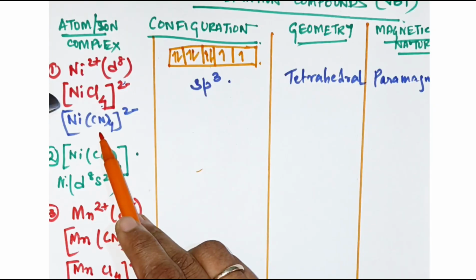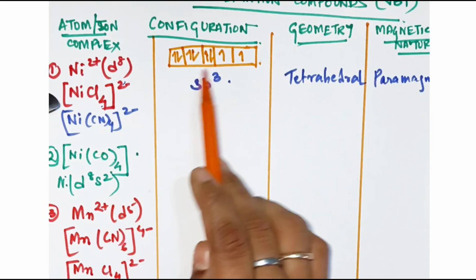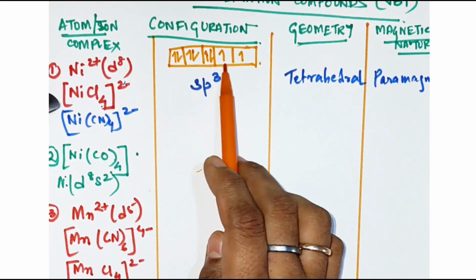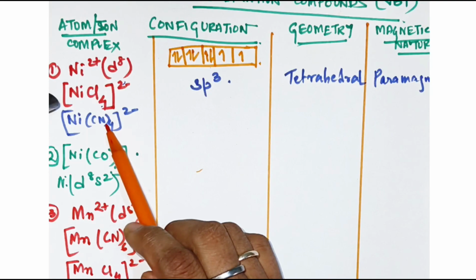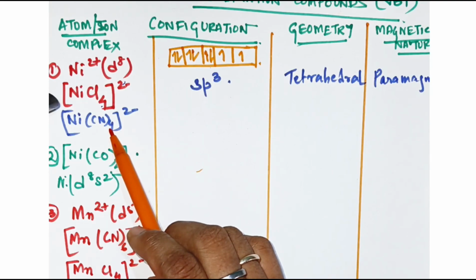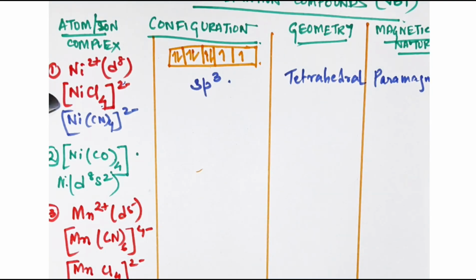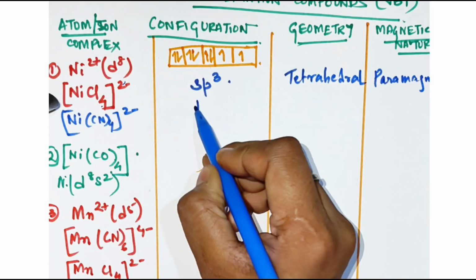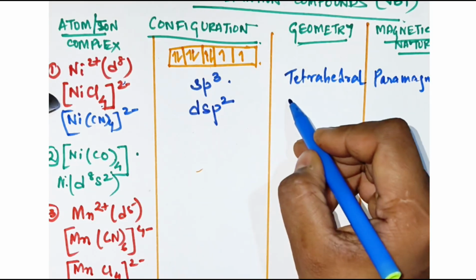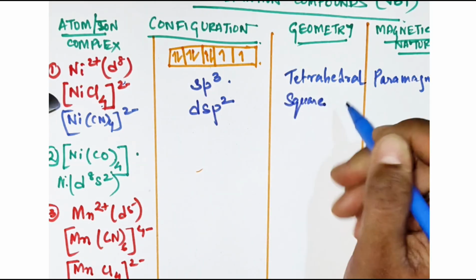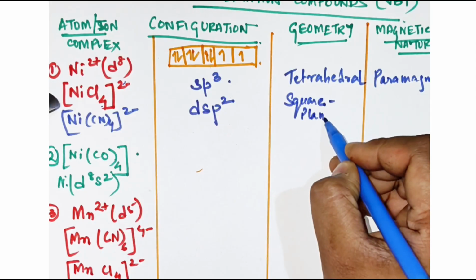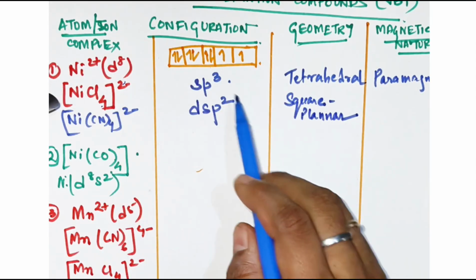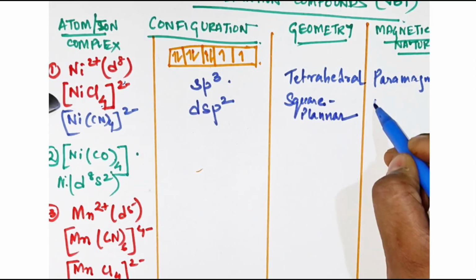Now see cyanide. Cyanide is a strong field ligand, so the unpaired electrons will pair up. With 4 molecules of cyanide, it will be dsp2, so it will be square planar. Now all the electrons are paired, and hence it will be diamagnetic.